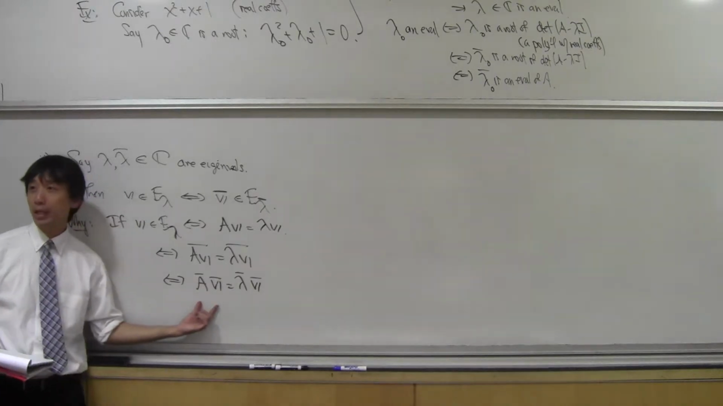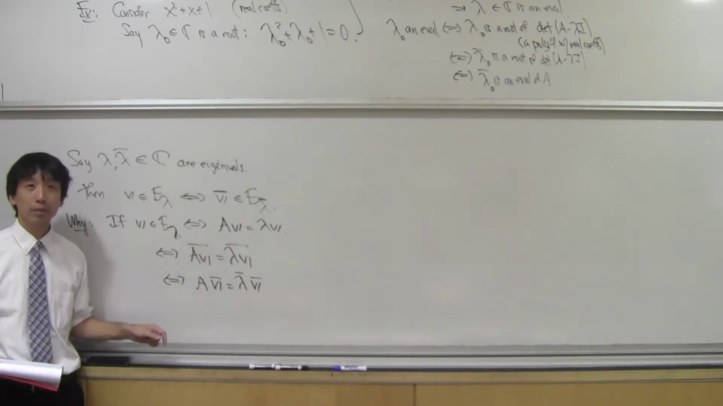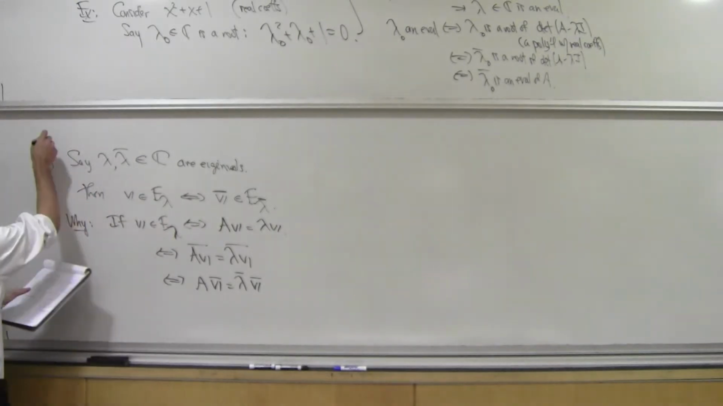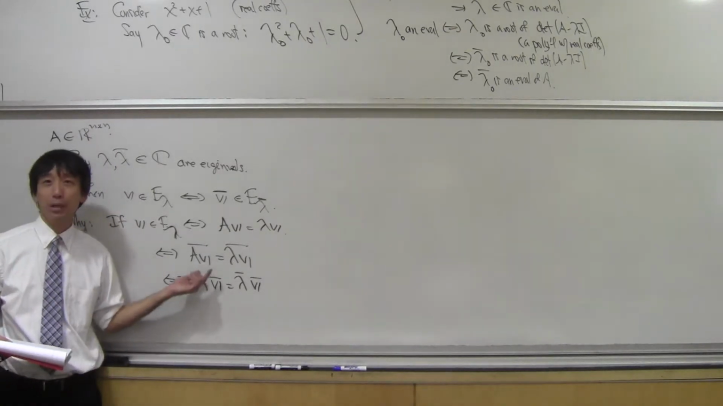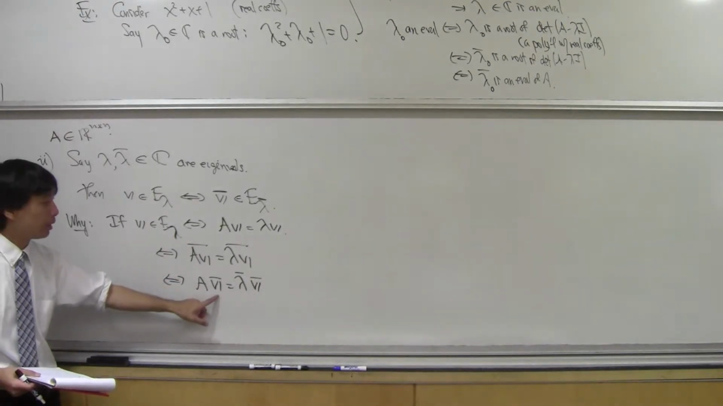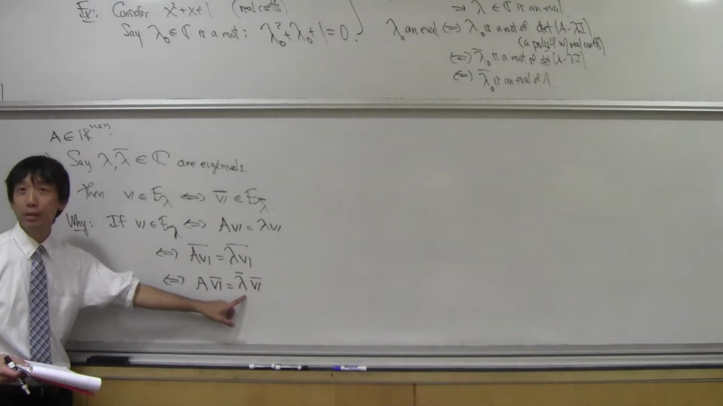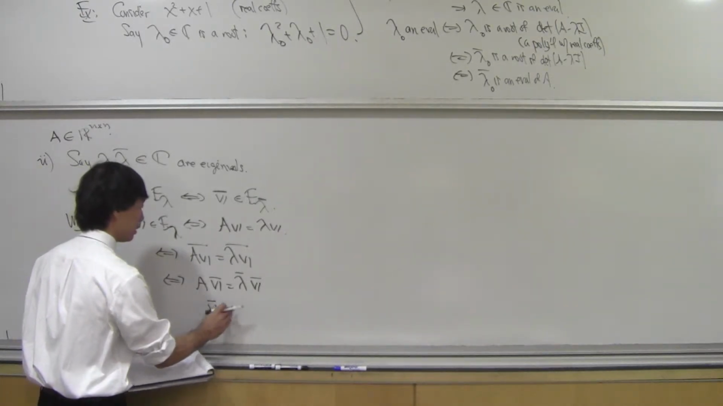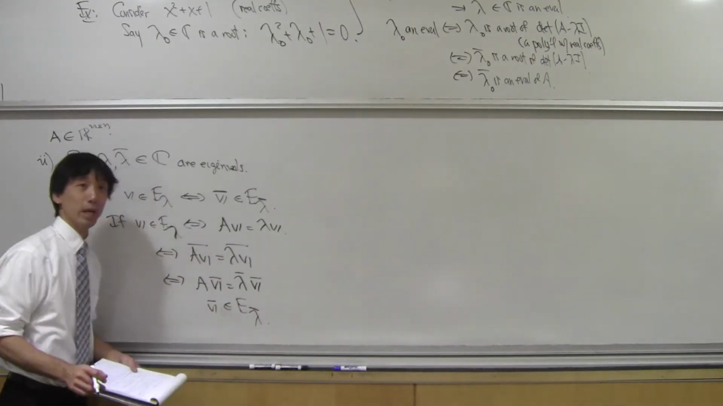But then here you're taking the conjugate of a real matrix, right? So this is just A itself. If you're conjugating everything in the matrix, and the matrix is real, nothing changes. But you see what happens, right? So what you see is that v bar is an eigenvector of A with eigenvalue lambda bar. That's what this says here.